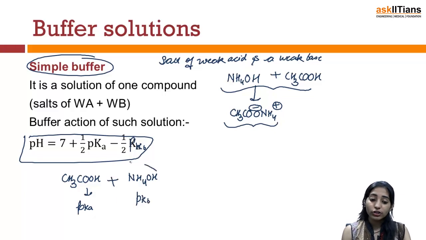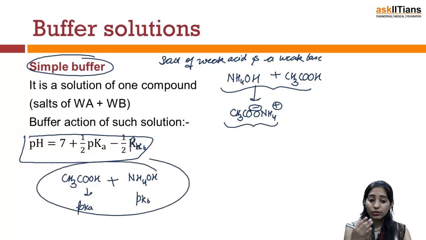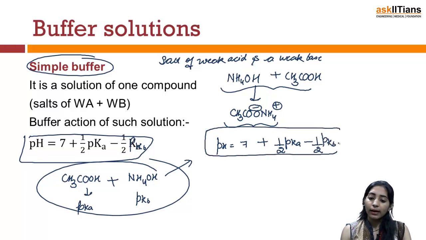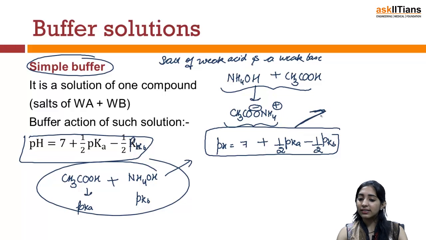Now, any solution which is made by mixing a weak acid and a weak base will be known as a buffer solution, and the pH of such a solution will be given by the formula 7 plus half of pKa minus half of pKb. Now, this formula can be very easily derived as we have done in the earlier cases. So, we can derive this formula, or else this formula will be used directly in the questions.